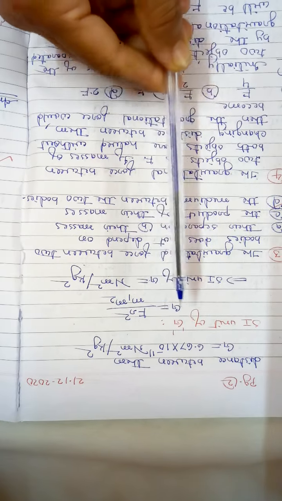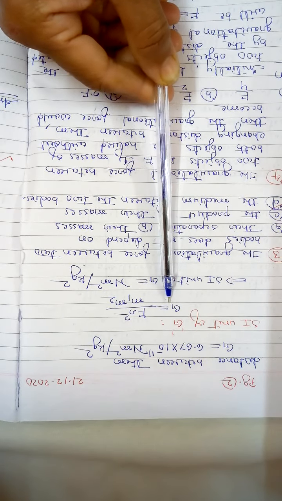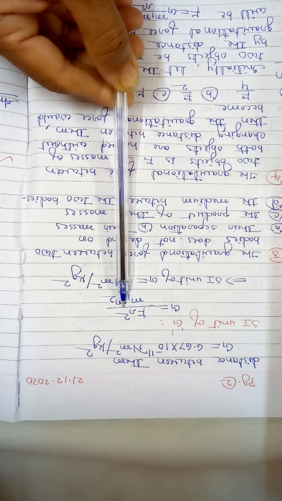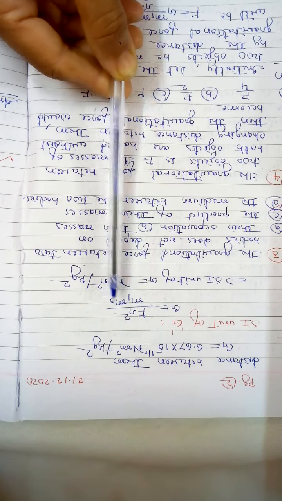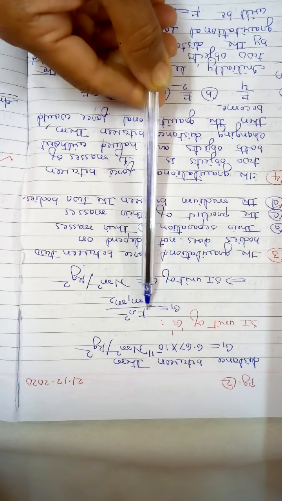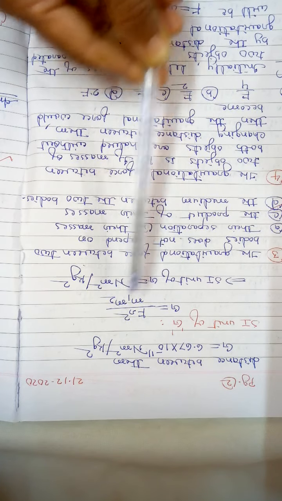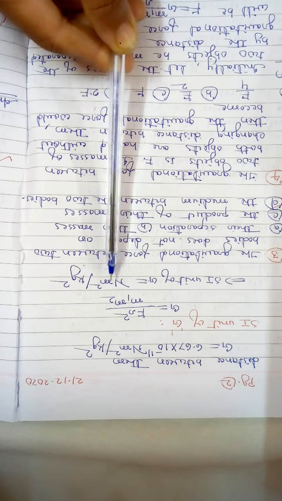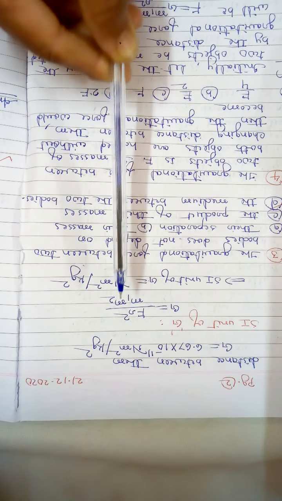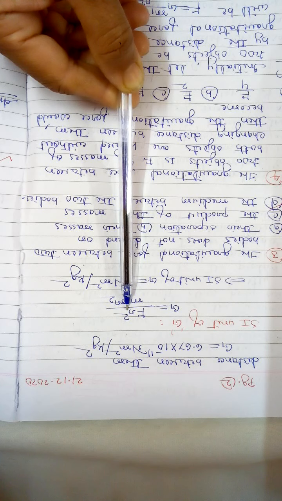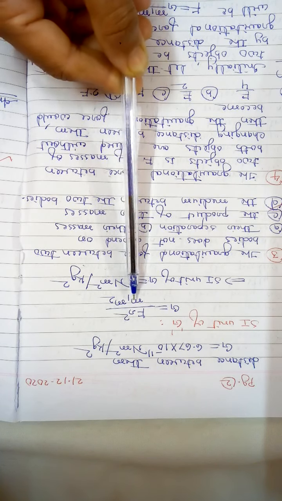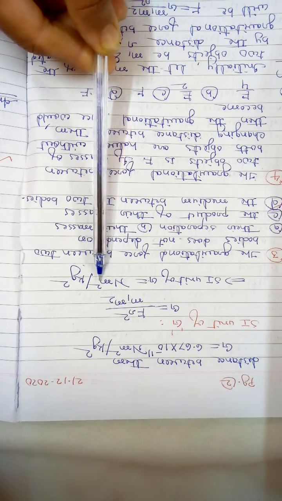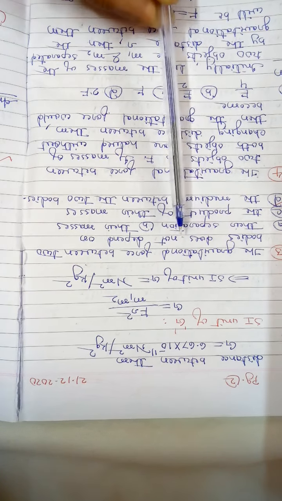Now the SI unit of G, capital G. G can be written as F into r square upon m1 m2. By substituting the SI units of all these quantities, we get the SI unit of G equals Newton for force, meter square for r square, that means the distance, and kg square for m1 and m2 masses, so it becomes Newton meter square per kg square.